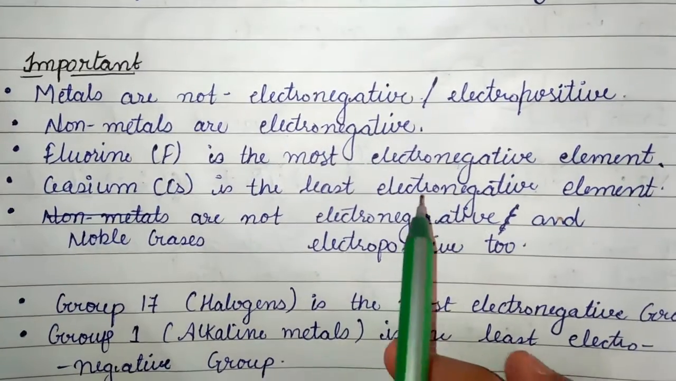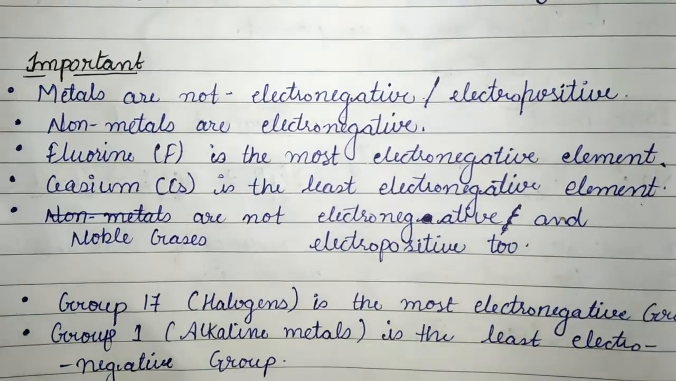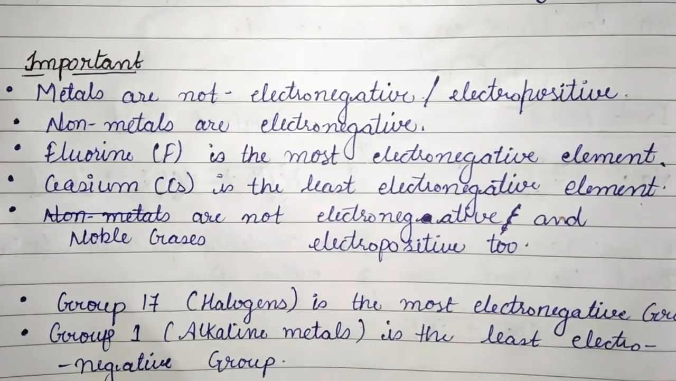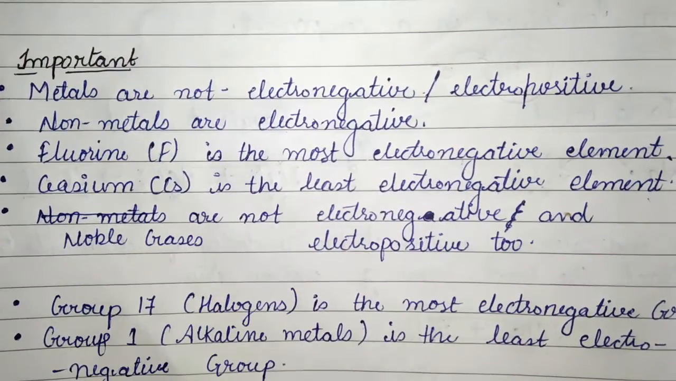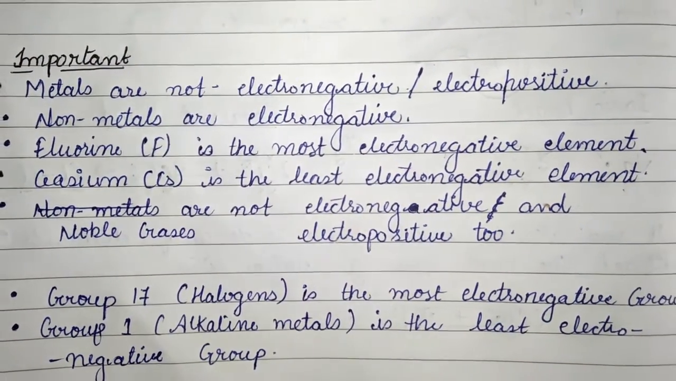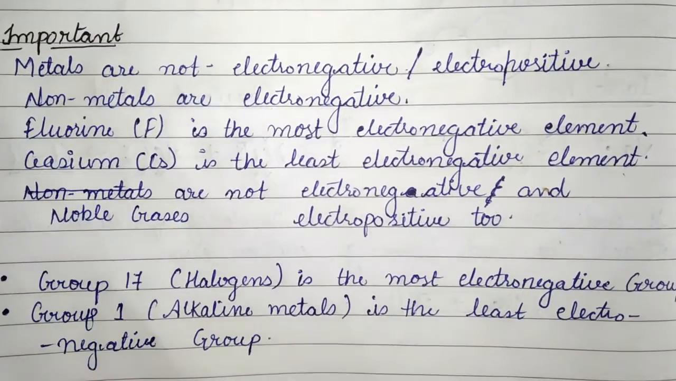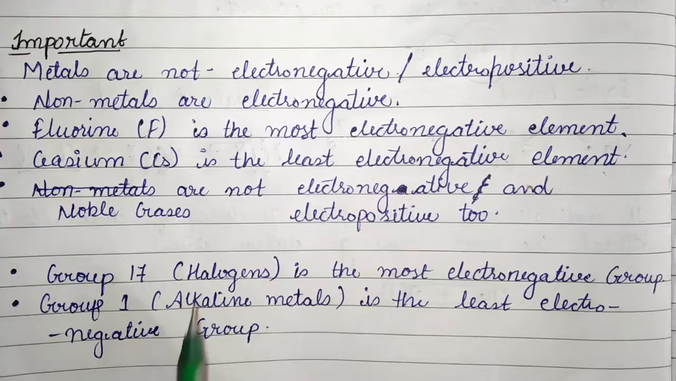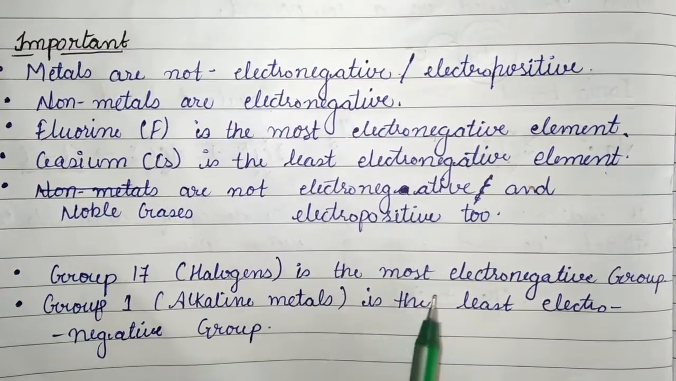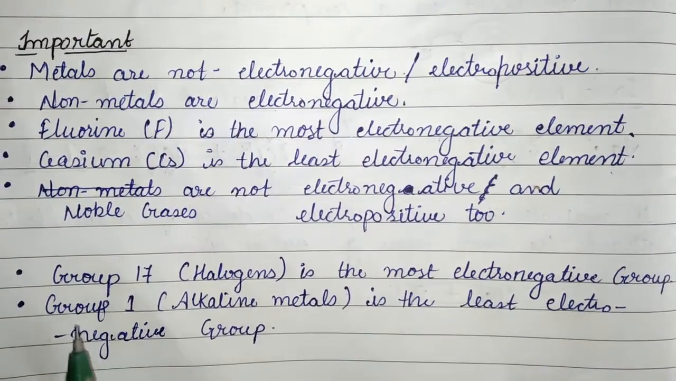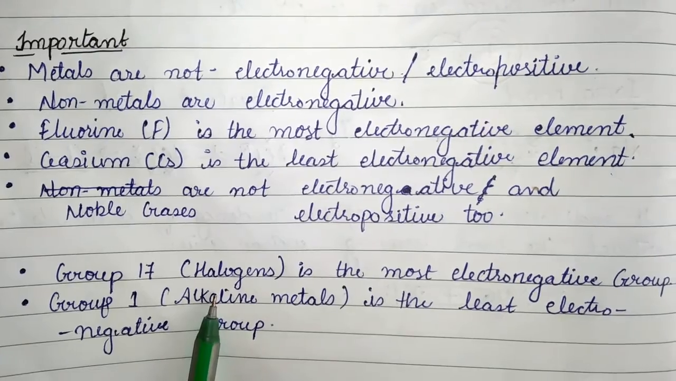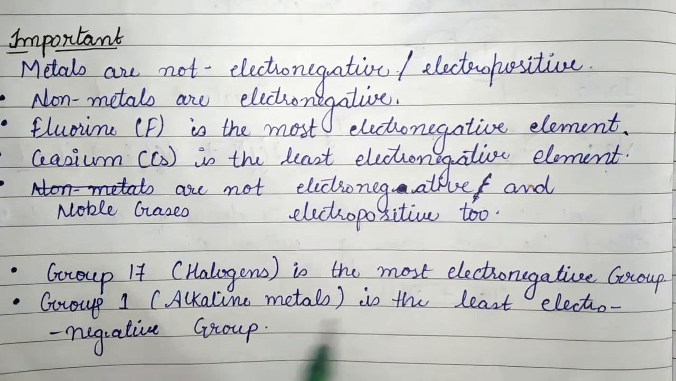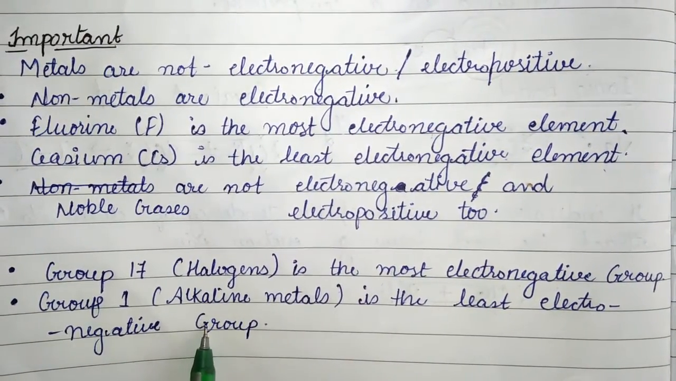Noble gases are not electronegative and not electropositive too. Why? Because their shell is complete. They will neither gain nor lose electrons. Group 17 elements are called halogens. These are the most electronegative group. And group 1, which consists of alkali metals, is the least electronegative group.